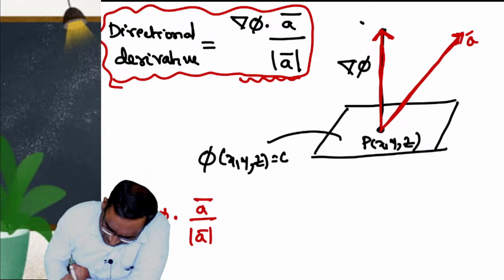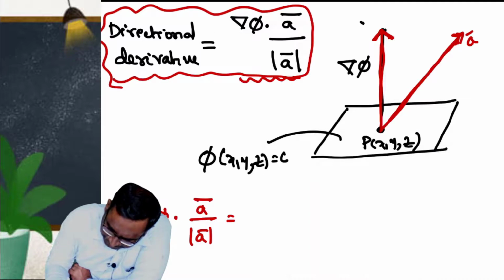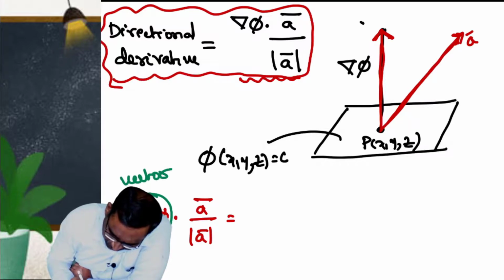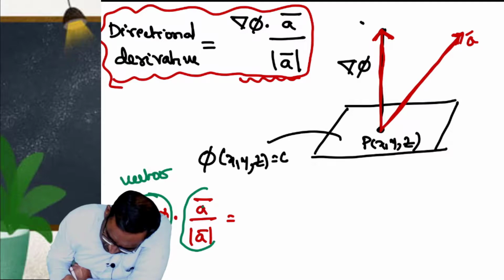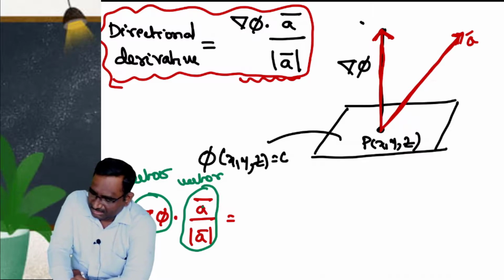So, what is del phi dot A bar? Del phi is a vector quantity. A bar is a vector. Modulus of A bar is a scalar. So A bar by modulus of A bar is a vector, and vector dot vector gives a scalar.